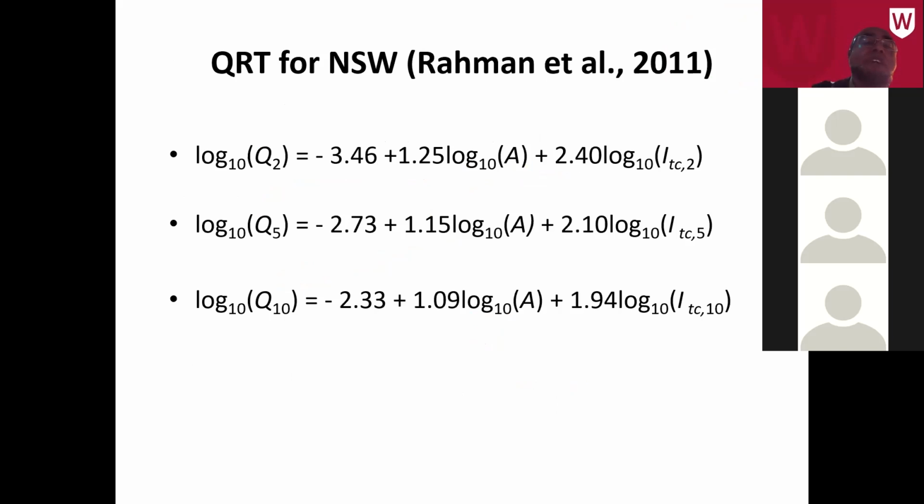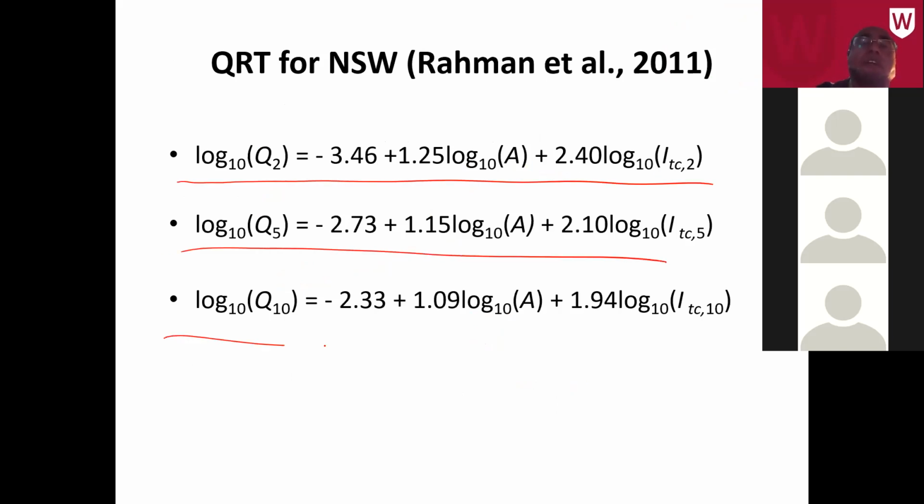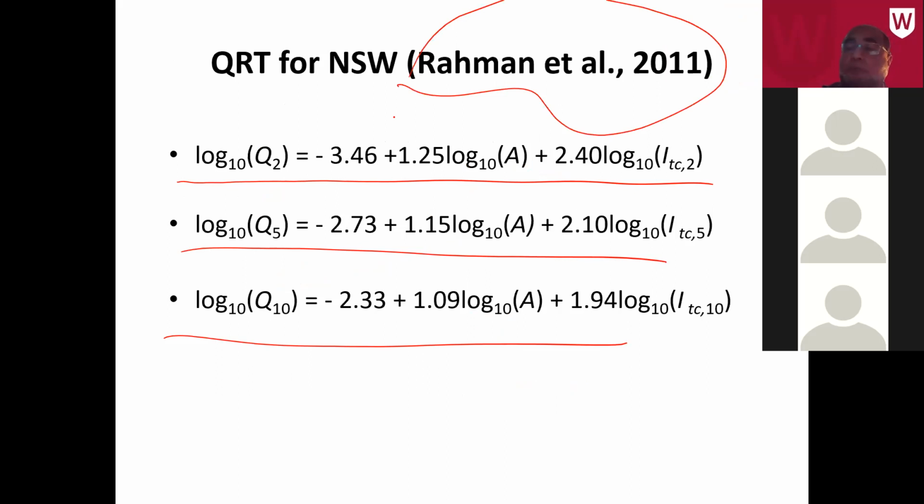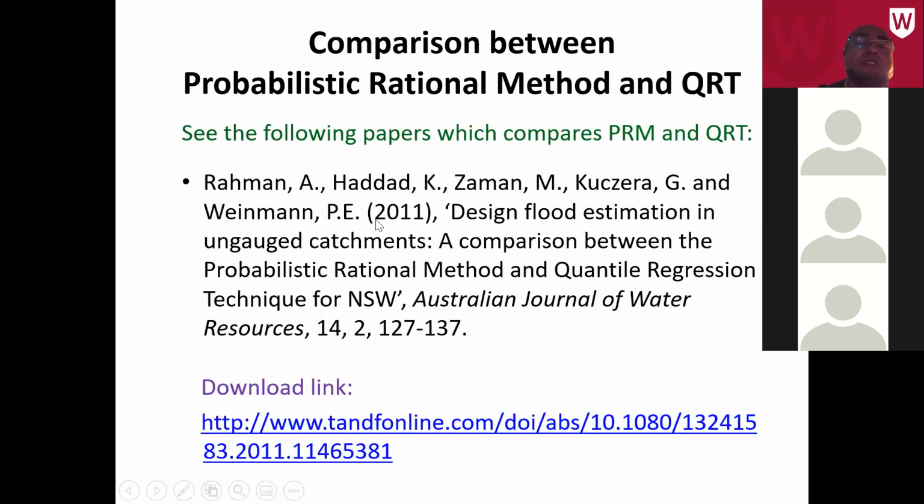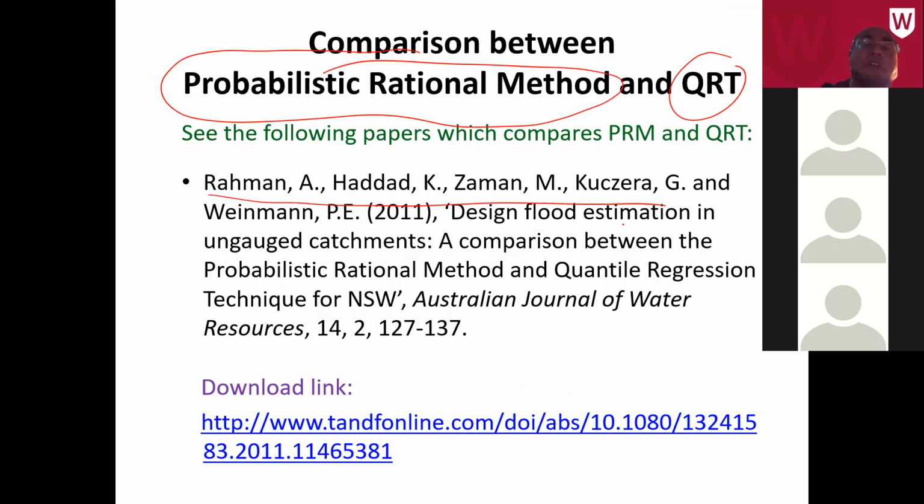So the QRT method generally gives this kind of equation. We developed this kind of equation for New South Wales in one of our papers, but this is not recommended for use. In this paper, we compared the PRM and QRT methods, and we published it in the Australian Journal of Water Resources in 2011. If you want to know more about these two techniques and how they compare, you should read this paper, particularly those doing a PhD or an undergraduate or master's thesis in this area. They must read this paper.